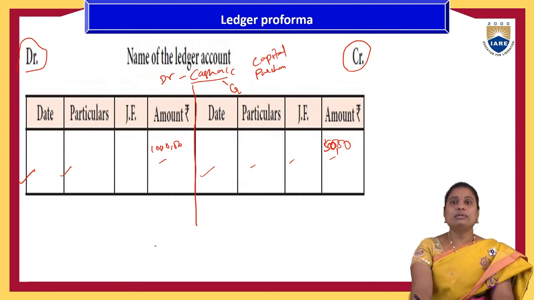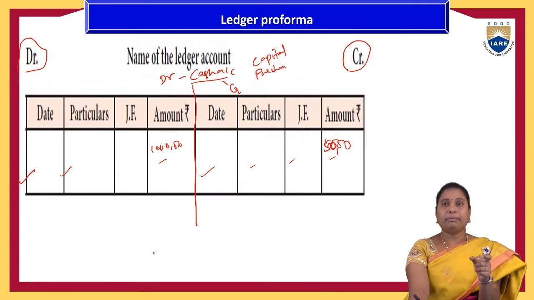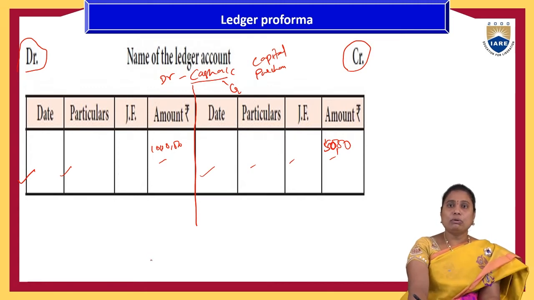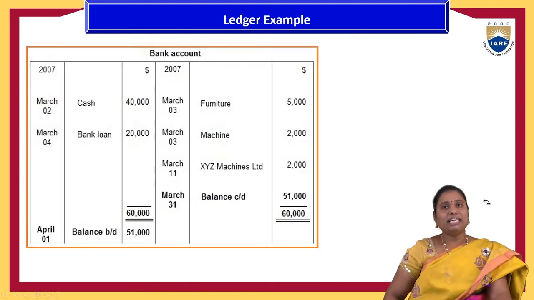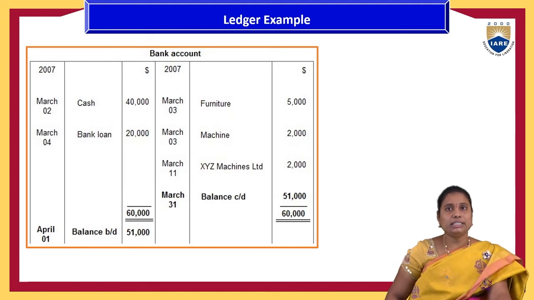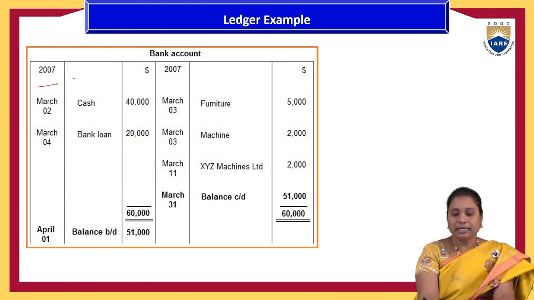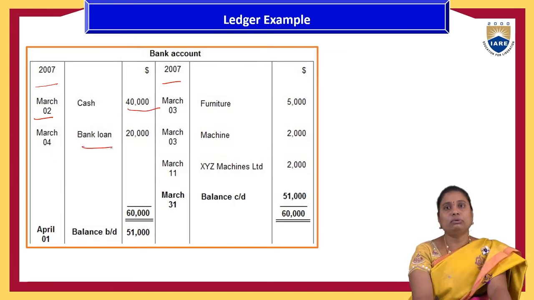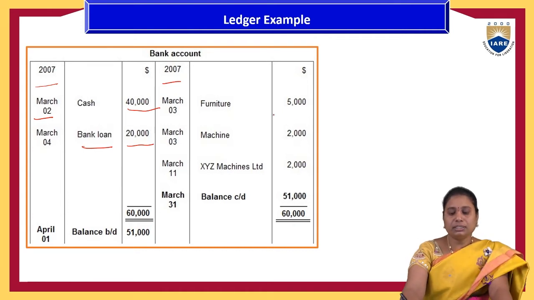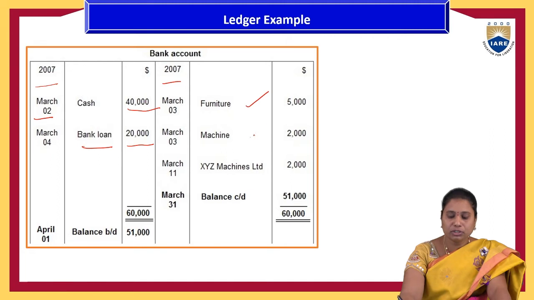That balancing of one particular element, the cash element or purchases, one particular account of the organization, is called the ledger account. As an example, let us take a bank account. On March 2nd, cash of 40,000 is deposited with the organization, and a bank loan of 20,000 has been issued, so it is debited 60,000. Then furniture of 5,000 and machinery of 2,000 are there. For the XYZ machinery, they have paid 2,000.